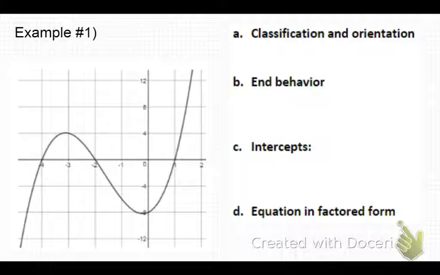So for our first example, we need to classify and write the orientation of this graph. So what is the classification for example one? Is it even or odd? Odd. Okay, good. Why is it odd? Because there are 3 intercepts, and if I graph from one end to the other, they go in the opposite direction. And is this going to be a positive or negative graph then? This is positive because if I look right there, that has a positive slope. So I have odd, positive.